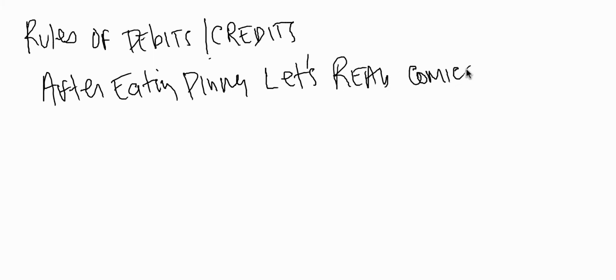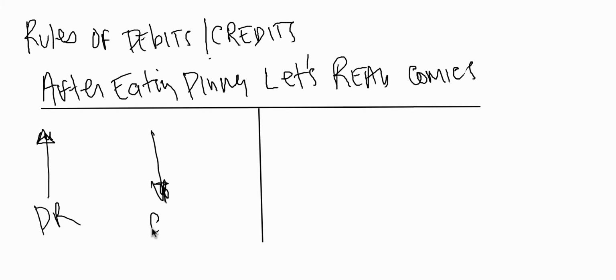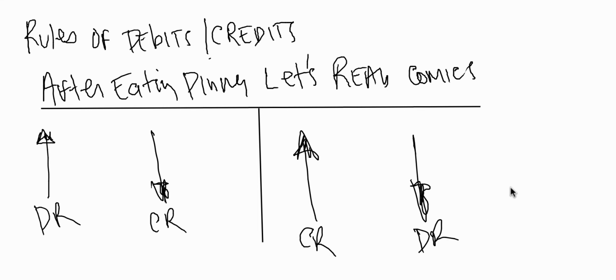comics, okay? And those were our rules, and it looks like a big T account, and it has increase in here, which is a debit, decrease, which is a credit, and over here we have increase, which is a credit, and decrease, which is a debit, and those are our rules. And that "after" in the A is assets and expenses and draw, liabilities, revenue, and capital. Okay? All right, and those are the rules.